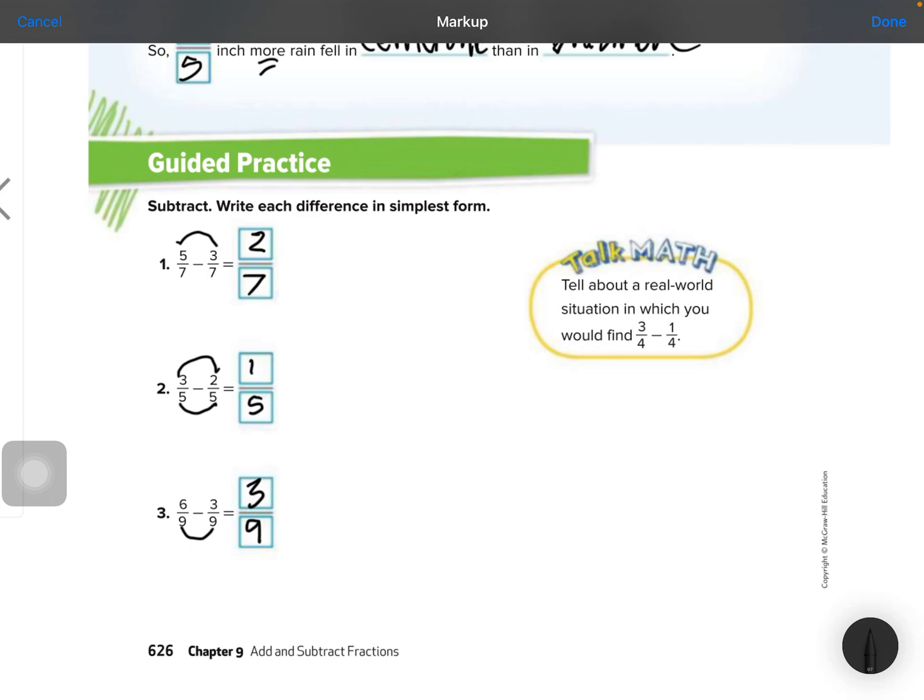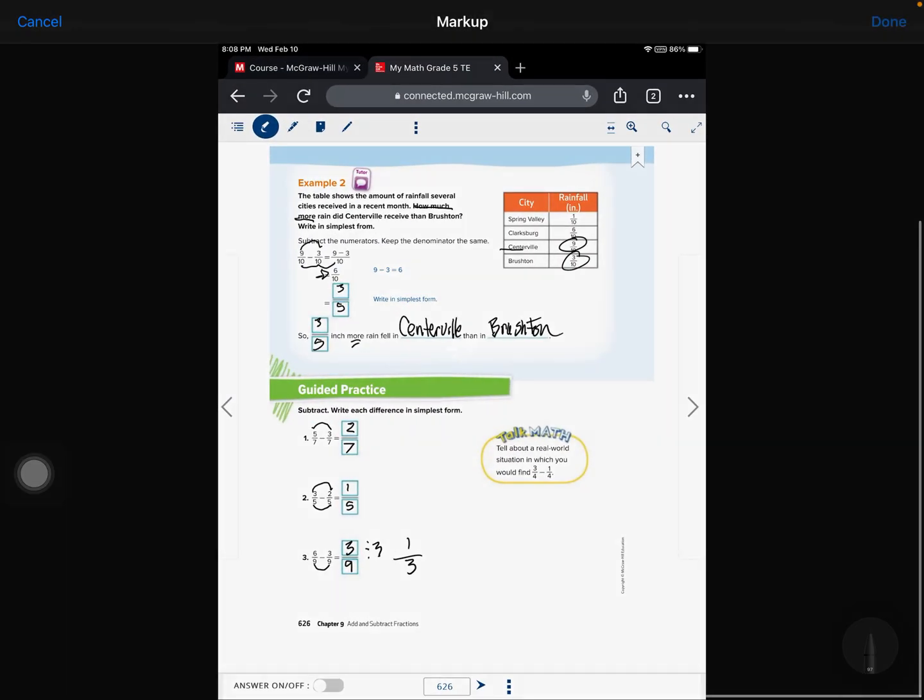Oh, except that one can be simplified, because I can divide both of them by 3 to simplify. So 3 divided by 3 is 1. 9 divided by 3 is 3. So my answer for 3 is 1/3.